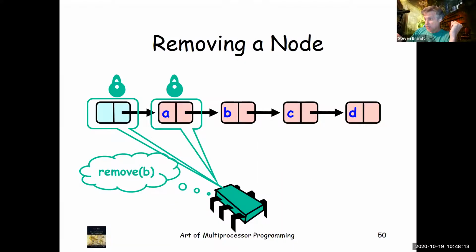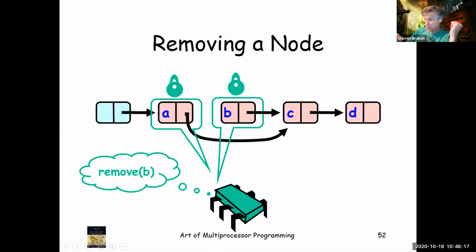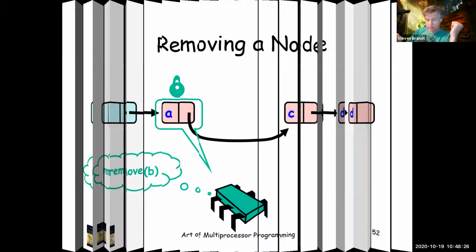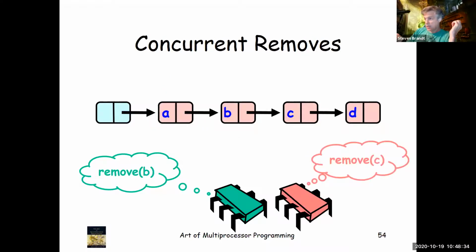So removing a node is going to look like this. We want to remove B. We wait till we get A and B locked, and then we're going to swing A's pointer over to point to C. And now B is removed. So the question you might be asking yourself is, why hold two locks? Why not just one? Well, it's going to go like this.